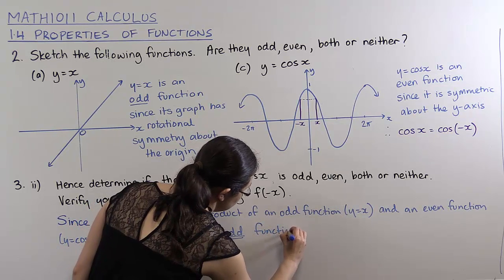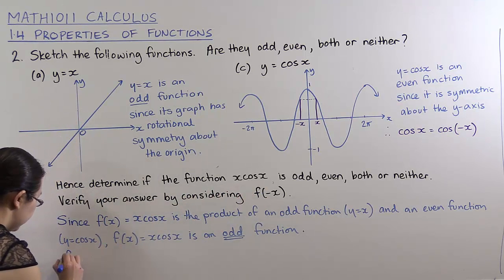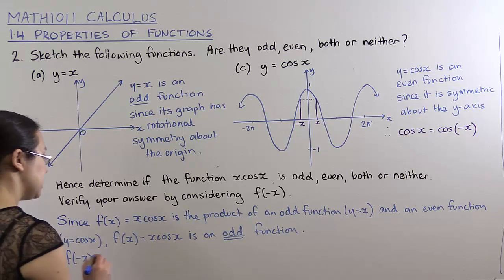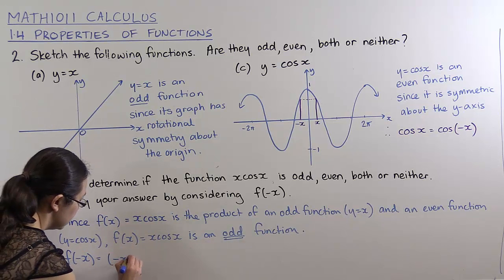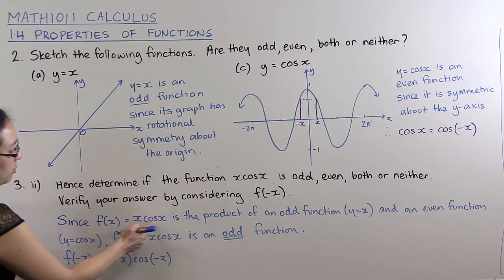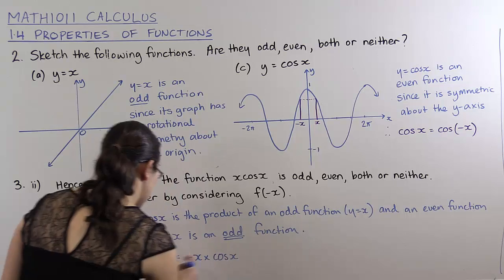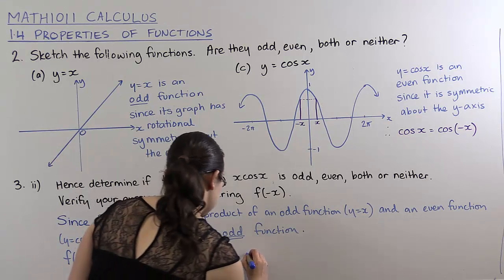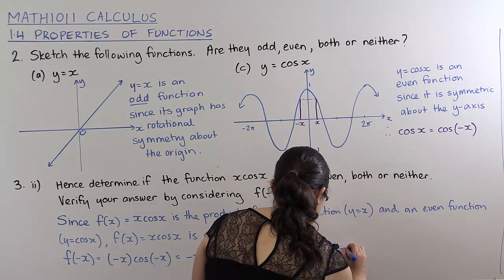So the product of an odd and an even function will end up being odd. We can verify that by considering f of minus x. If f of minus x is the same as minus f of x, we know it's odd. So f of minus x is minus x times cos of minus x. If f of x is x cos x, for f of minus x we just put minus x everywhere there's an x. So that's a minus x times cos of x. I know cos of minus x is the same as cos of x because I know cos is an even function there. So that's the same as minus x times cos x, which is minus f of x.